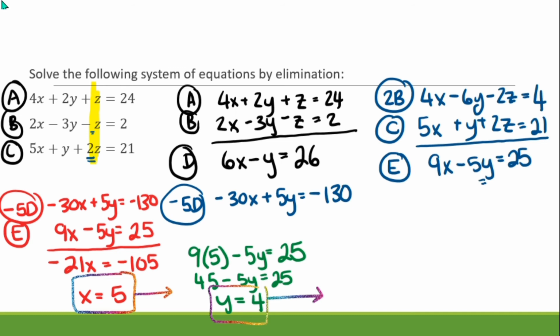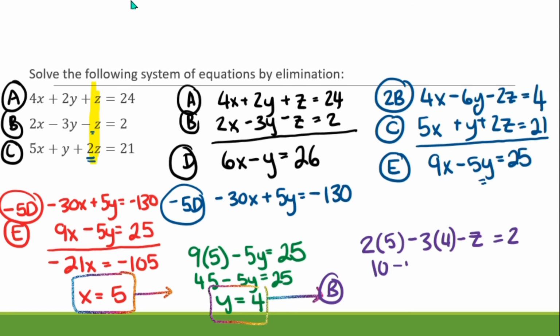We found another variable. Now I'm going to try and write this one a little higher. We're going to go back and pick A, B, or C to put x equal to 5 and y equal to 4 into. I'm going to choose B because it has little numbers. So 2 times 5 minus 3 times 4 minus my remaining variable z equals 2. 10 minus 12 minus z equals 2. Minus 2 minus z equals 2. Watch your signs. Minus z equals 4. So therefore z must be equal to negative 4.